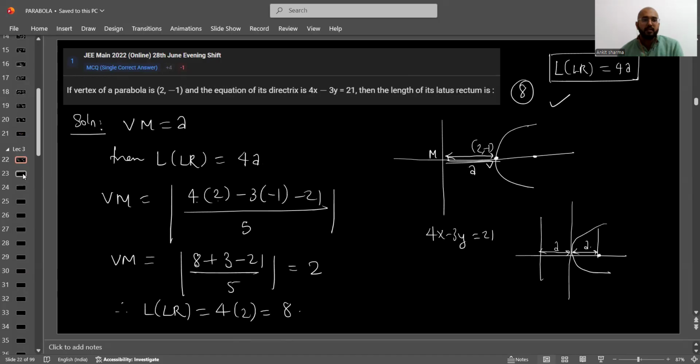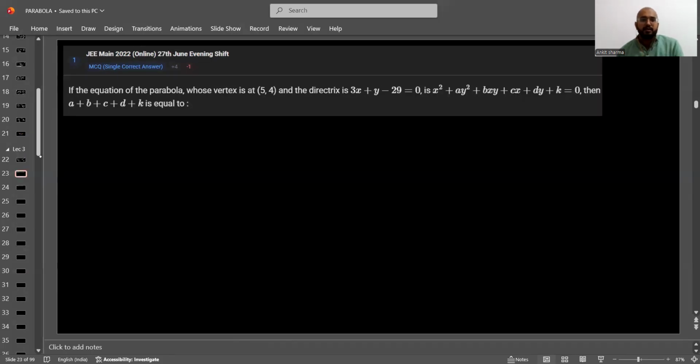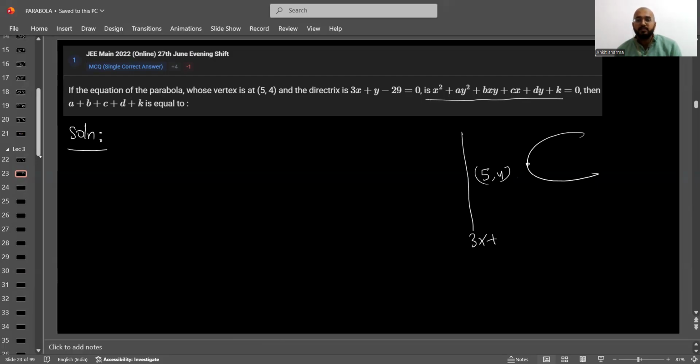Moving to the next one. Yeah, so this question also seems to be of a similar type, and it's quite familiar. So the equation of parabola whose vertex is at (5, 4), and the directrix is given to be this. That means it's exactly the same, and we need, in fact, the equation of the parabola only. So suppose this is my parabola. Here I have my point (5, 4), and the directrix is given to be 3x + y - 29 = 0. What I'm finding is the equation of parabola.